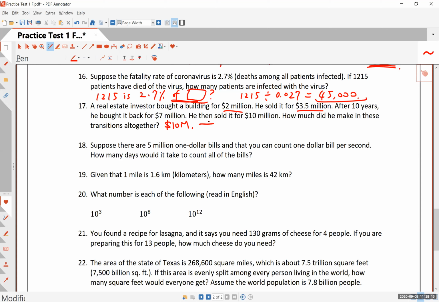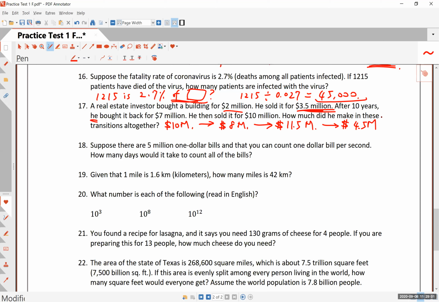Okay, if you started with $10 million and this investor bought this building for $2 million, so now the investor has $8 million and this building. Now he sold it for $3.5 million. So you add $3.5 million to $8 million. That's $11.5 million. And this is how much the investor has at this point after he sold the building. So he or she has $11.5 million and no building. After 10 years, he bought it back for $7 million. So now he has spent $7 million of these. That's $4.5 million left in the bank.